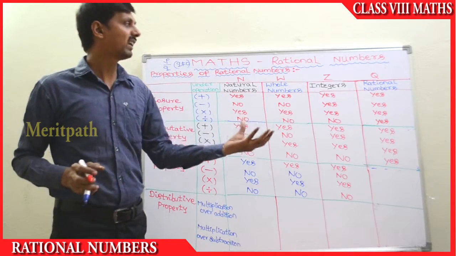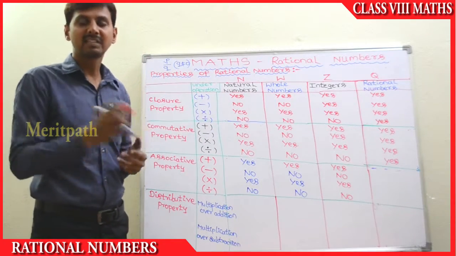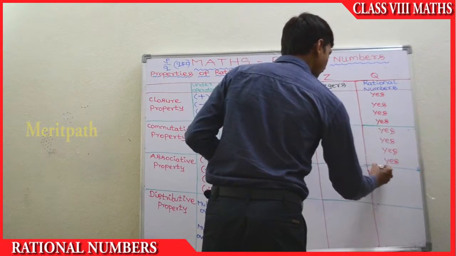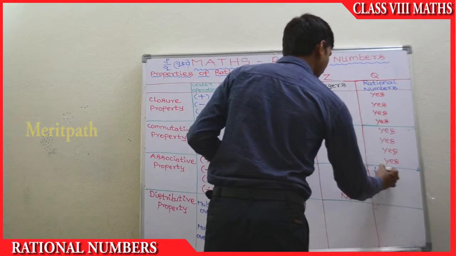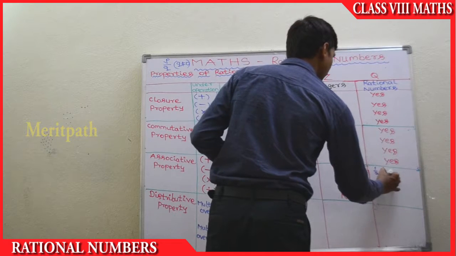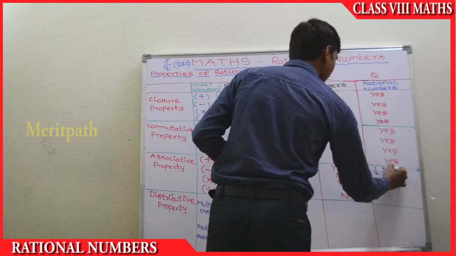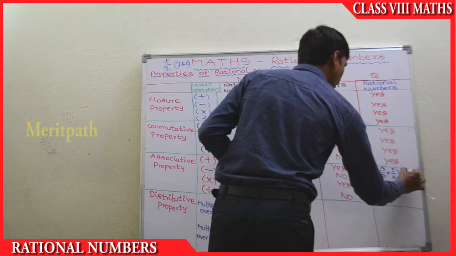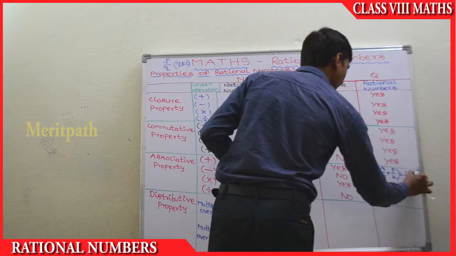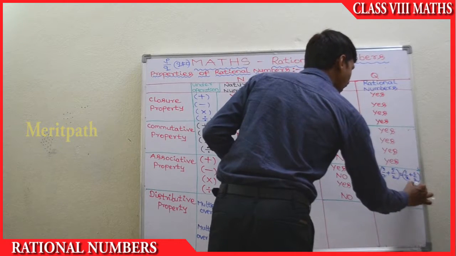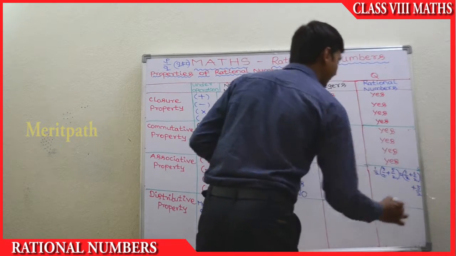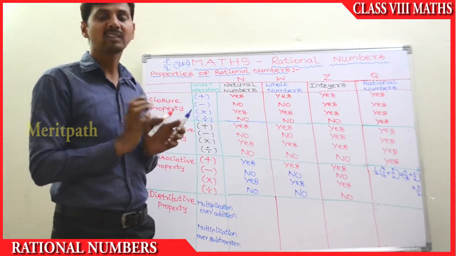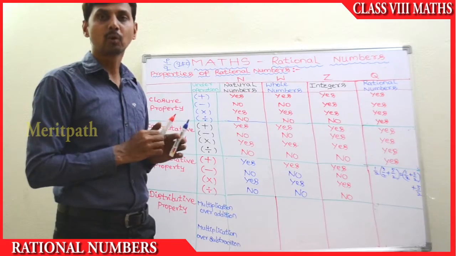Associative property of rational numbers, addition. Take rational numbers and do addition of them. For example, 1 by 2 plus 3 by 2, plus 5 by 2, the group. So we write 1 by 2 plus 3 by 2, plus 5 by 2. We have taken the groups, so when we simplify this on both sides, it is the associative property.